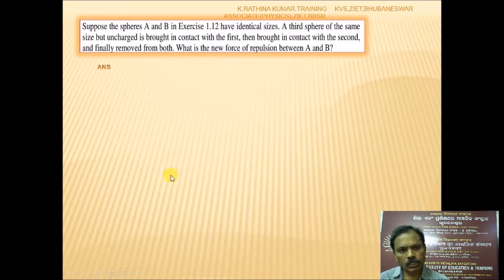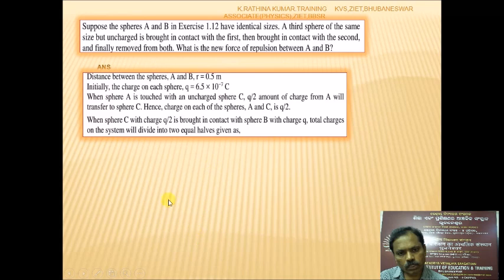Then another question. Suppose the spheres A and B in the previous exercise hold identical sizes. A third sphere of the same size but uncharged is brought in contact with the first, then brought in contact with the second, and finally removed from both. What is the new force of repulsion between A and B? This is a typical question. So distance between the spheres A and B, r is equal to 0.5 meter, the previous one. Initially the charge on each sphere is Q, 6.5 into 10 power minus 7 coulomb.